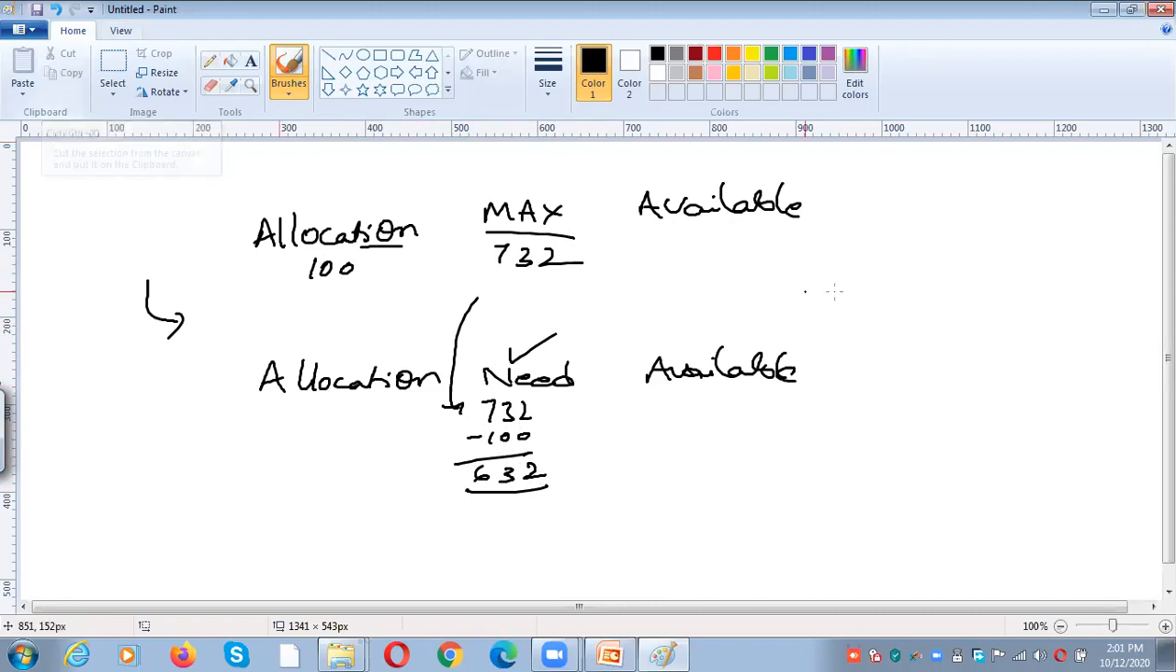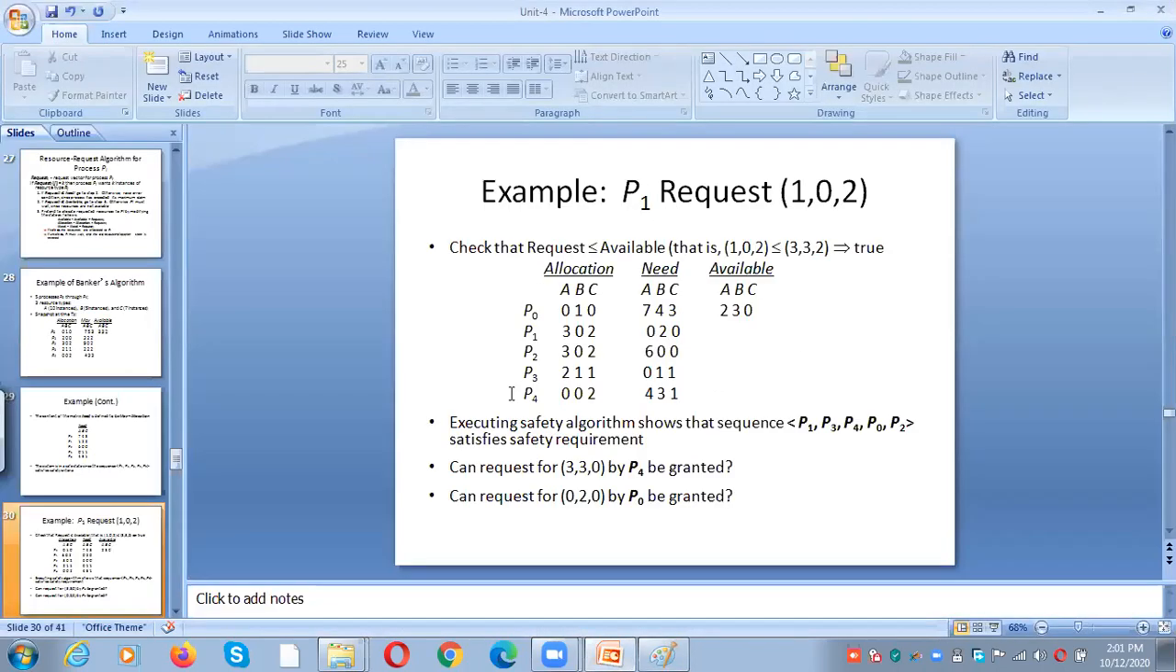In the first example, they have given only allocation, max, and available. In the second example, they have given allocation, need, and available. If we get the need directly, we don't need to subtract allocation from max. So if the resources are available, we can assign that number of resources based upon the need of a process. That is the thing.